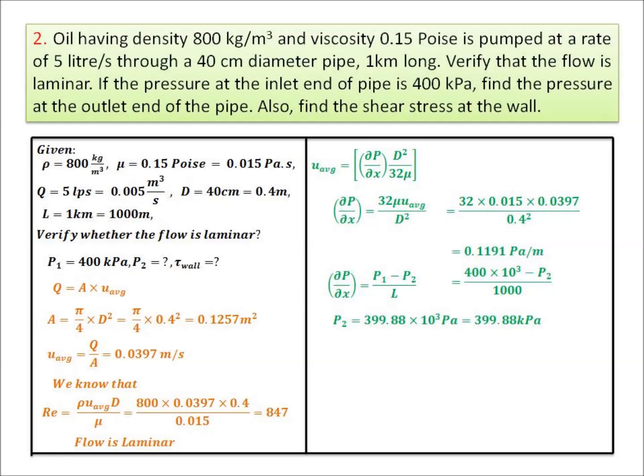Now as we got P2 and the pressure gradient, it is very easy to find out the shear stress. For shear stress, the formula is dou p by dou x into small r by 2, and we can put the boundary condition to find out the shear stress at the wall. At the wall, small r is equal to capital R and tau is equal to tau max, and hence tau max would be dou p by dou x into capital R by 2. After putting the value of dou p by dou x as 0.1191 pascal per meter and the radius of pipe as 0.2 meter, you will get the shear stress as 0.0282.